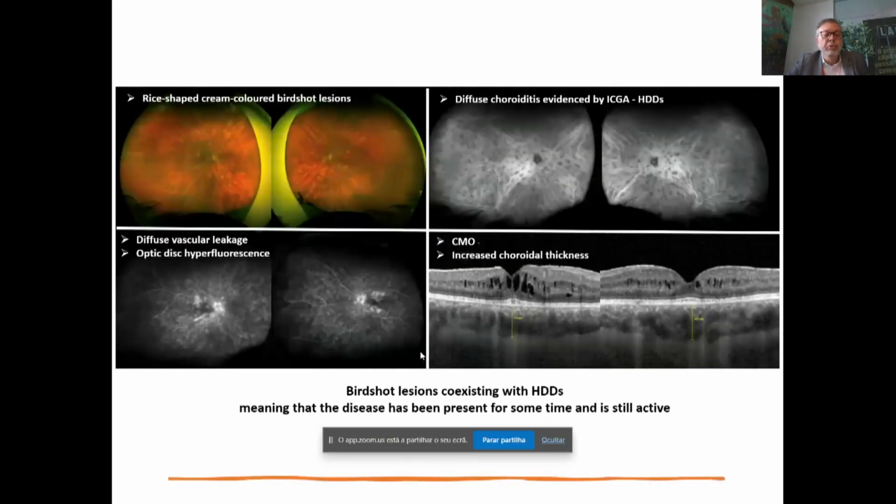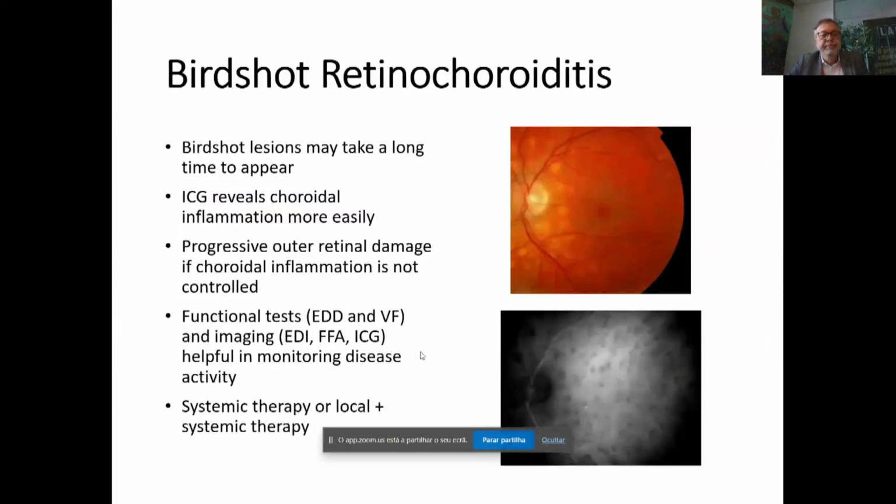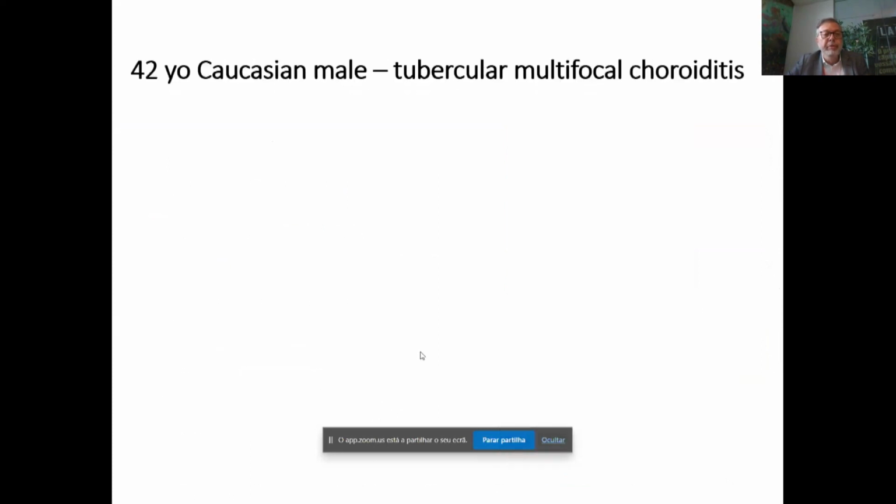So these are some examples here of how helpful it is in birdshot when you can see disease activity and you can see the multiple areas in which the disease is affecting choroid and the retinal vessels. And sometimes it helps you distinguish lesions which are typical of birdshot, which do not necessarily represent active disease. I won't mention it here, but there'll be discussions later on in which birdshot has different behaviors, and the lesions may mean different things in terms of the stage of the activity of the disease.